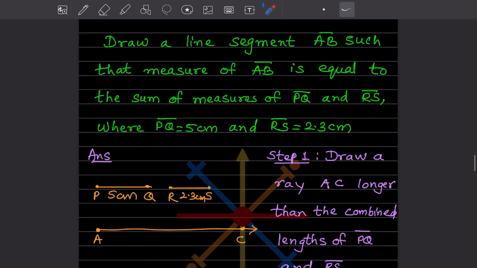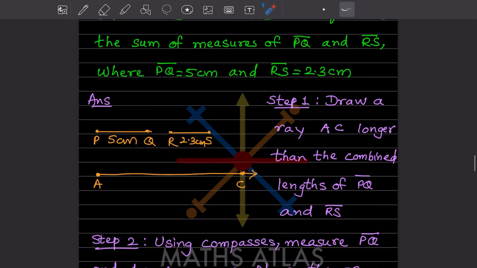Draw a line segment AB such that the measure of AB is equal to the sum of PQ and RS. So the sum of PQ and RS means 5 plus 2.3 centimeter. First thing, what are you going to do? Draw a ray. You know the ray: one point will be fixed and the other has an arrow over here. So this is called a ray. You will draw the ray AC which is longer than the combined lengths of PQ and RS, so it will be longer than this 7.3 centimeter.